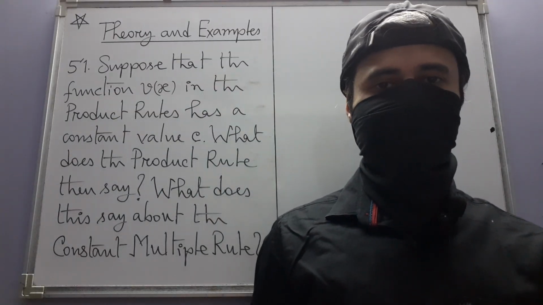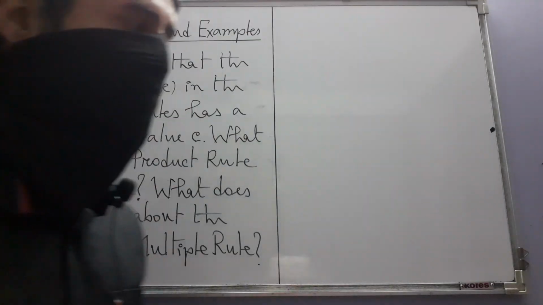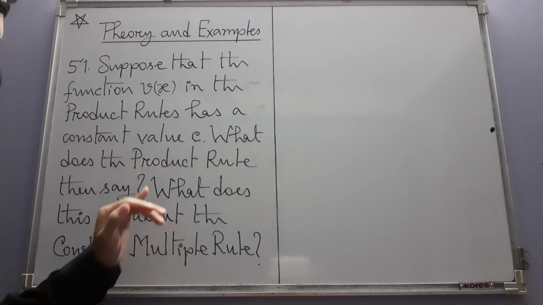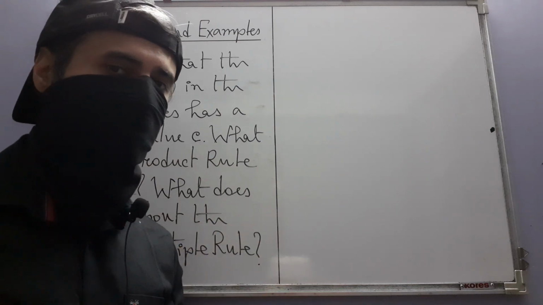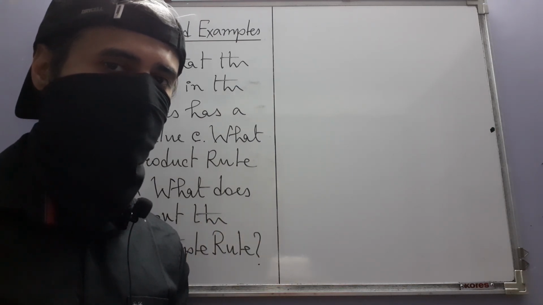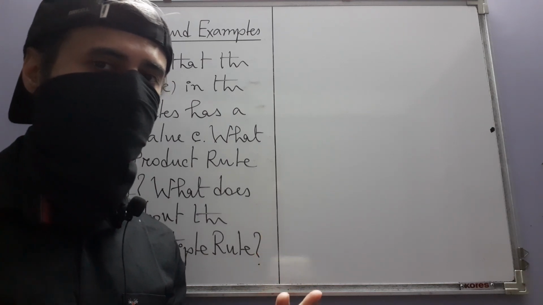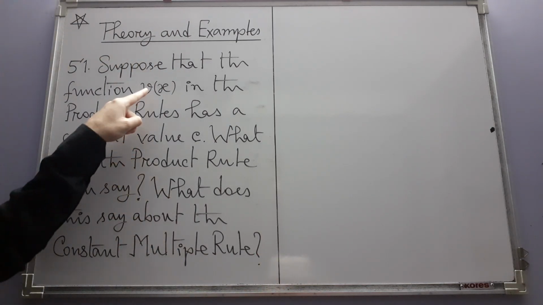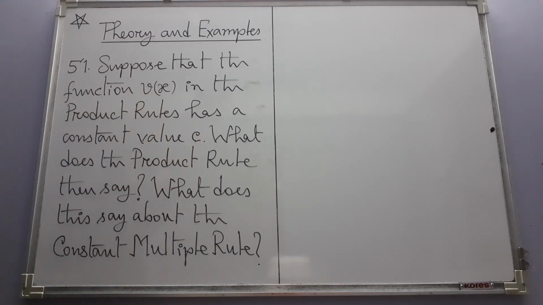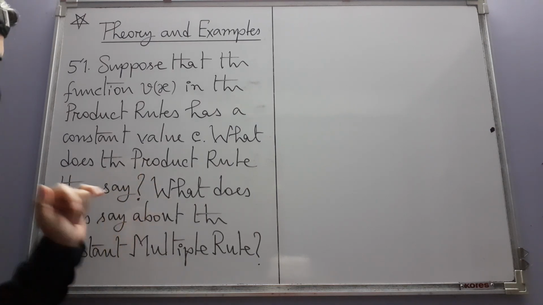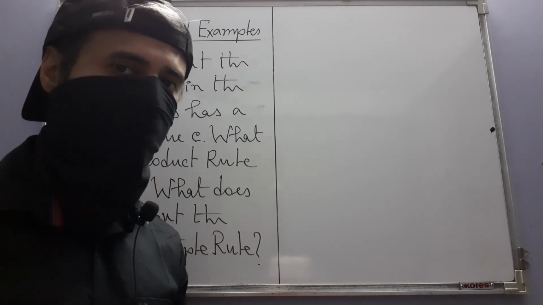Well, let's complete the section tonight. Number 51 gives us a special situation in the product rule. We know that the product rule for differentiation has two differentiable functions u and v. We are now considering that v is constant. v has a constant value c. Then what happens to the product rule? What does the product rule say in that situation?